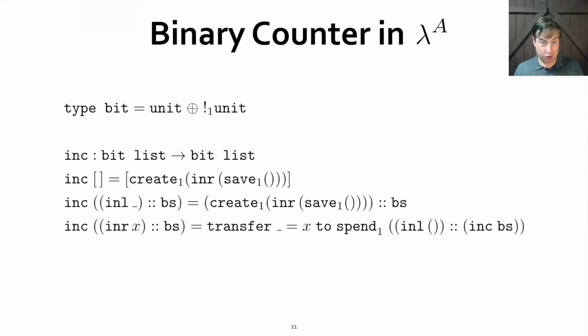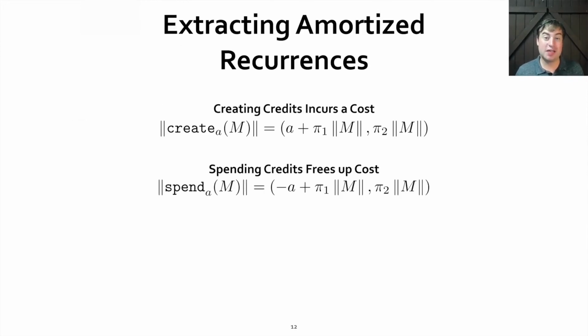So, all good, Lambda A can express the credit policy that we were looking for, but now we need to actually extract recurrences from it. But the recurrence extraction for Lambda A is actually quite simple. So let's briefly recall that the recurrence extracted from a term consists of a pair of the cost to compute the term along with its size.